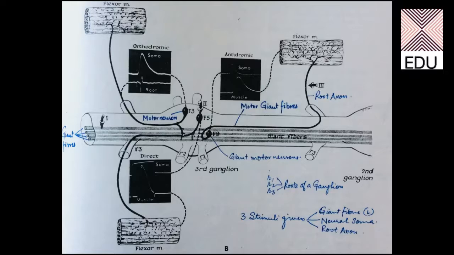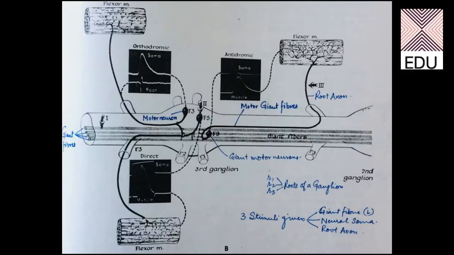Okay, now students, after this basic information about this diagram, here we have 3 major motor neurons which are in connection with the giant fibers. These are labeled as the F3 motor neuron, F5 motor neuron and F9 motor neuron. These are the 3 black colored motor neurons which are present in connection with the giant fibers.